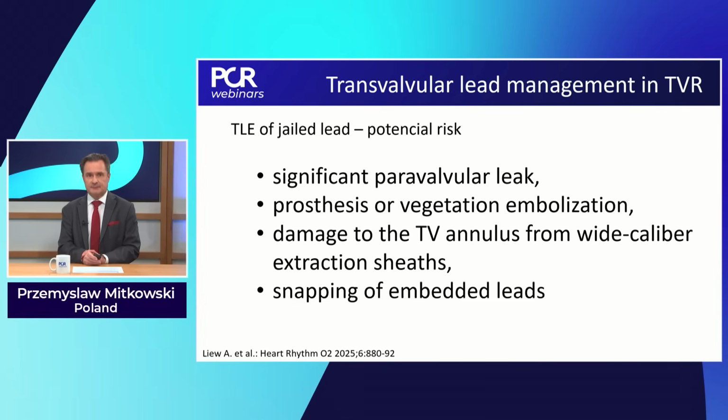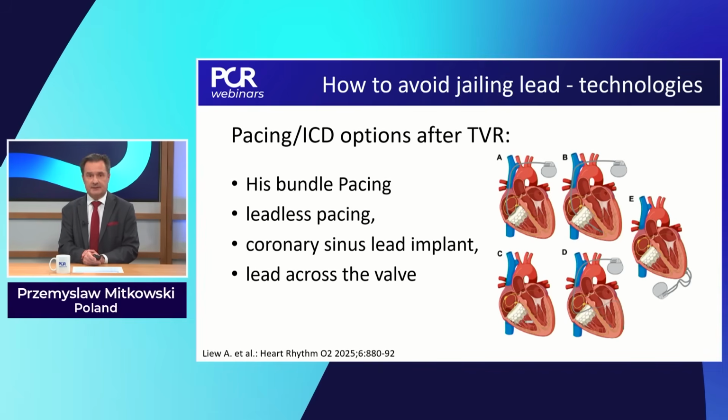So what are the potential risks of a jailed lead? Significant paravalvular leak when we, of course, perform the lead extraction, prosthesis or vegetation embolization, damage of the tricuspid annulus. From the wider caliber of extraction sheaths, you can imagine that the lowest diameter of laser is 14 French. We have also 16 French. We have 11 and 13 French of other devices, so it is quite a big hole, and snapping of embedded leads.